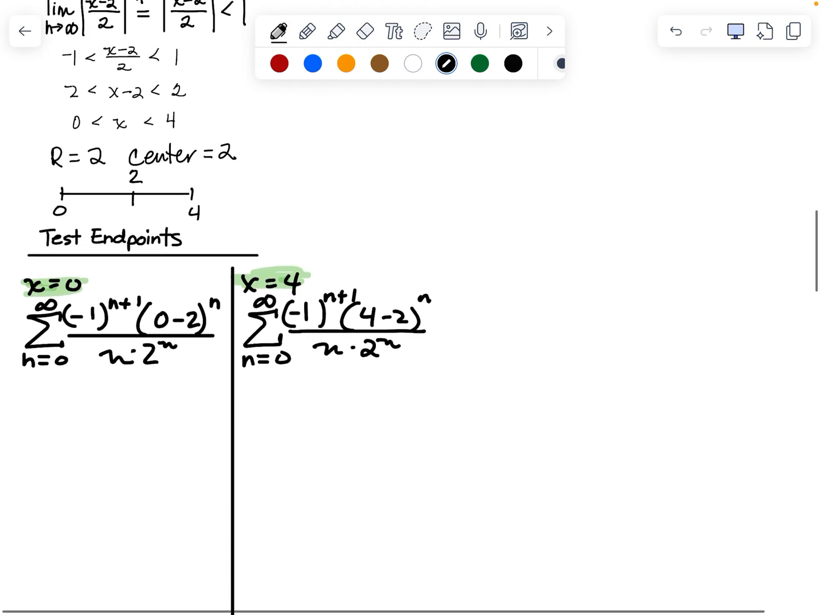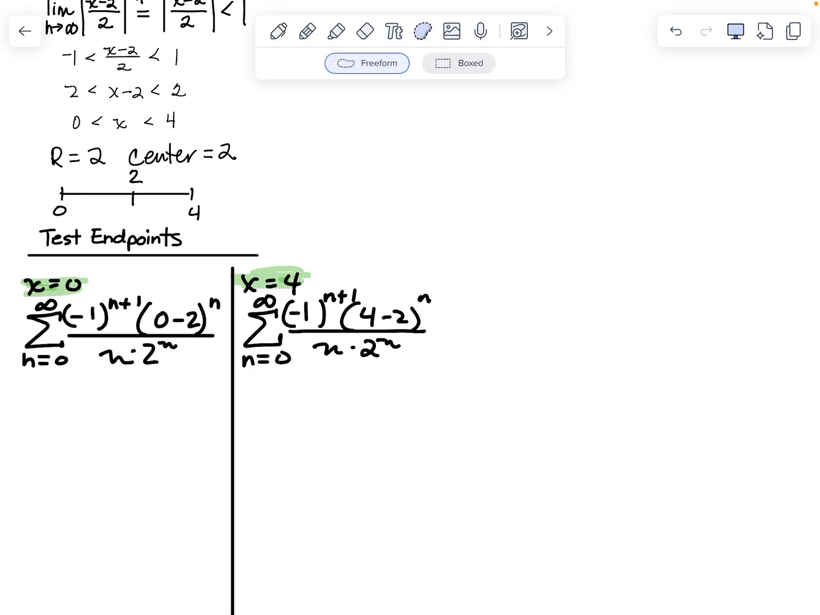0 to 4. So we know the radius, remember the center is 2, so you're going 2 units out each way, from 2 to 0 and then 2 to 4. With that, what we want to do is test the endpoints. We know that the interval of convergence at this point is this whole thing in there, but we're not sure what happens at the endpoints. So that's what we have to test right now.